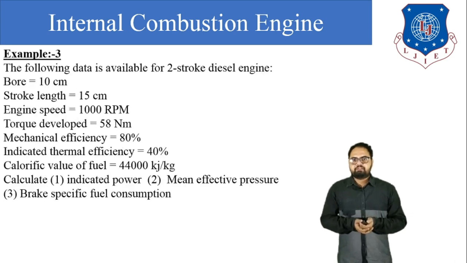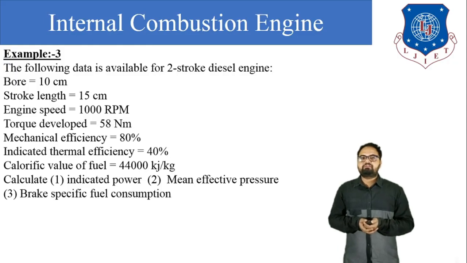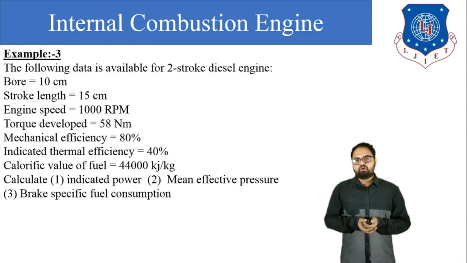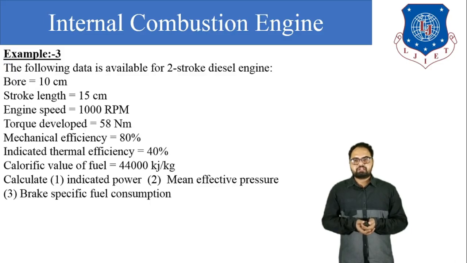So the next numerical is: the following data is available for a 2-stroke diesel engine. This is a 2-stroke engine. The bore is 10 centimeter, means D is equal to 10 centimeter. Stroke length L is 15 centimeter. Engine speed N is equal to 1000 rpm. Torque developed is 58 Newton meter. Mechanical efficiency is 0.80, indicated thermal efficiency is 0.40, calorific value of the fuel is 44,000 kilojoule per kilogram. We need to find out the indicated power, mean effective pressure and brake specific fuel consumption.